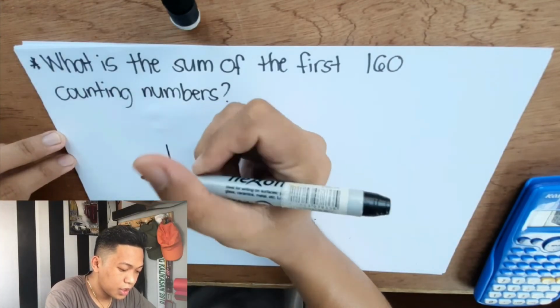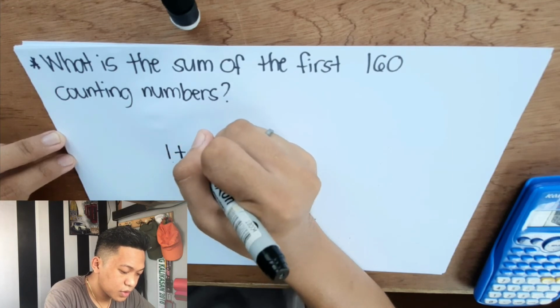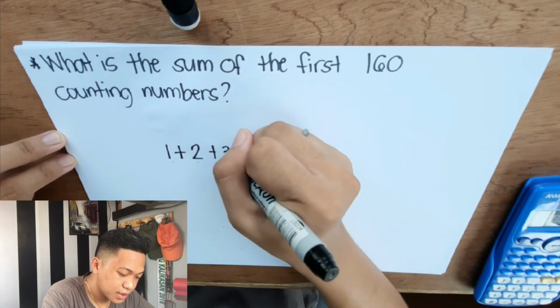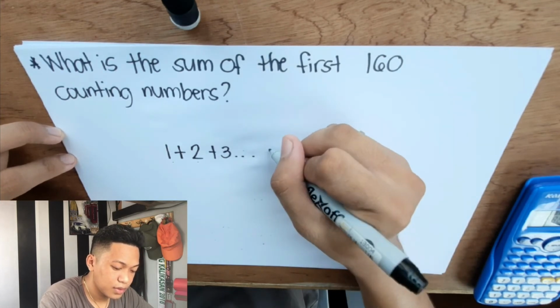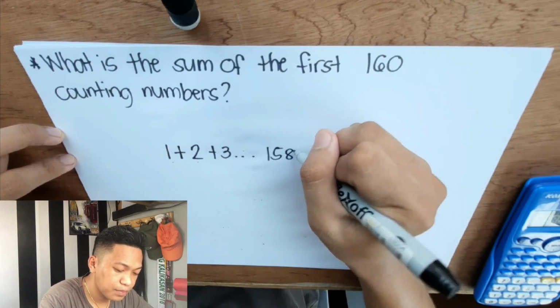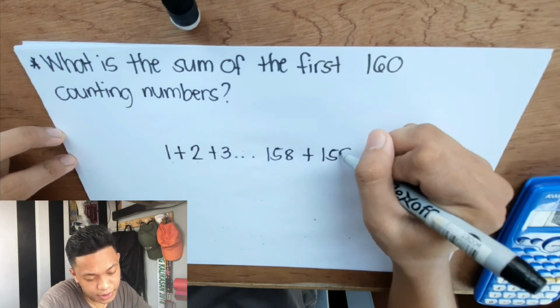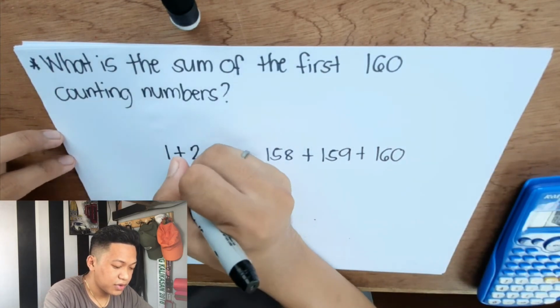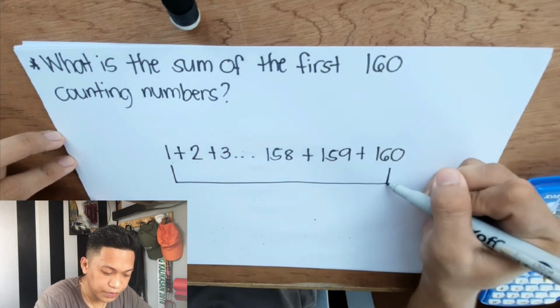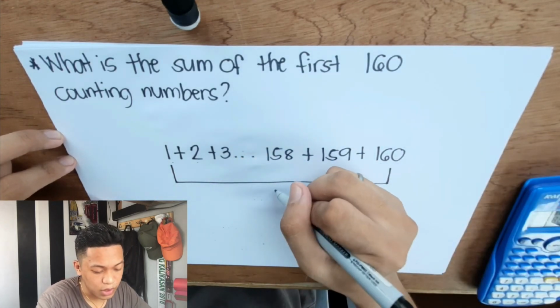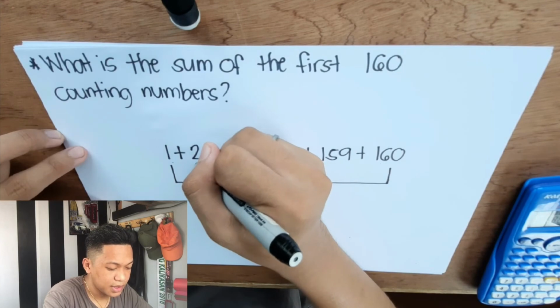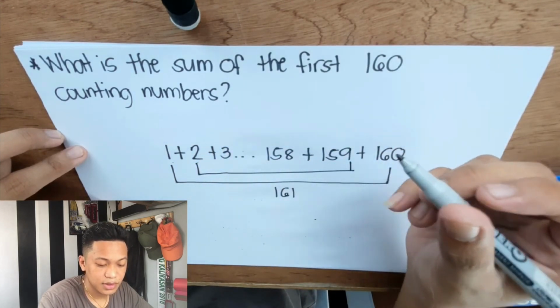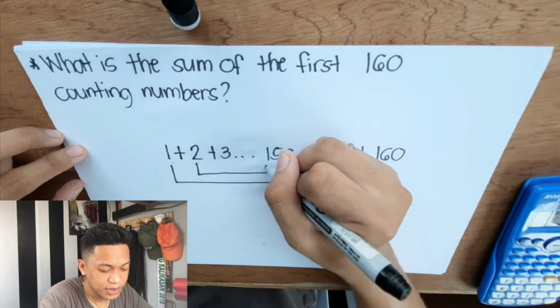So, I will teach you the first way. So, let's write 1 plus 2 plus 3, the ellipsis, 158 plus 159 plus 160. So, we will add the first term to the last term. 1 plus 160 is 161. So, let's add the second term to the second to the last term, which is also 161.